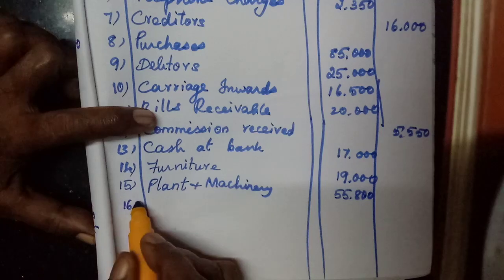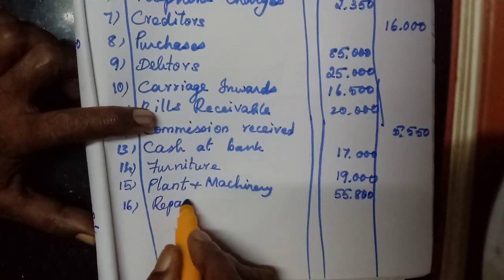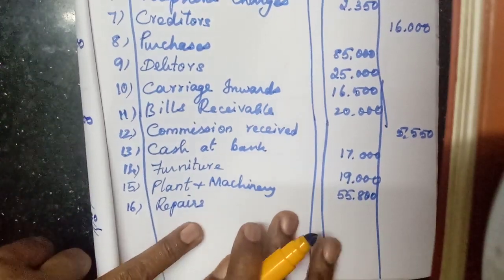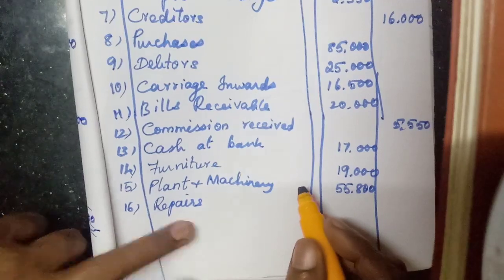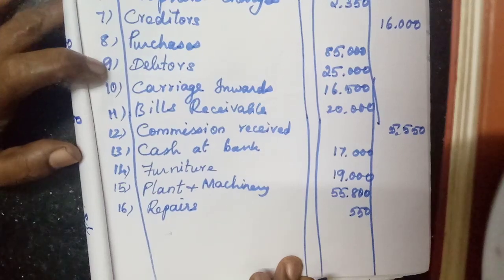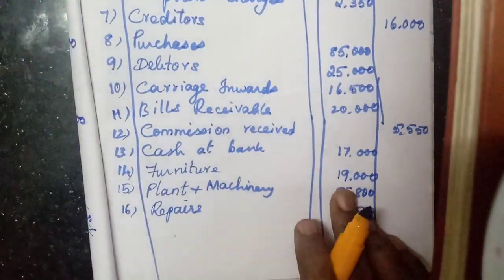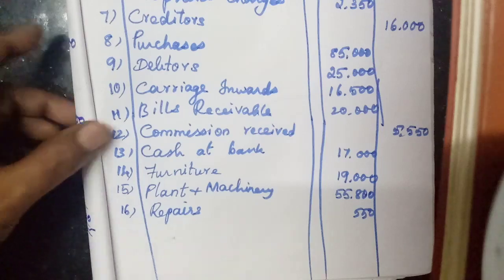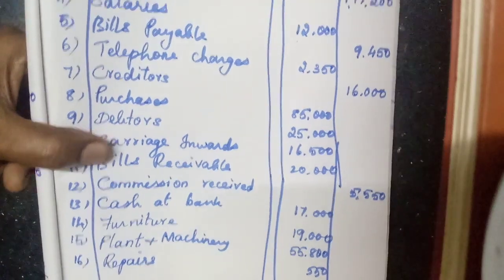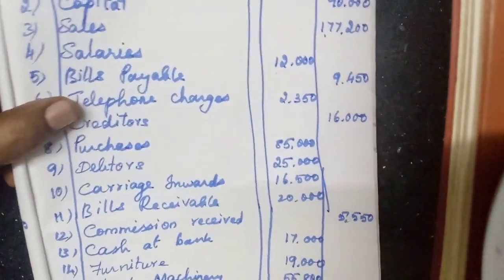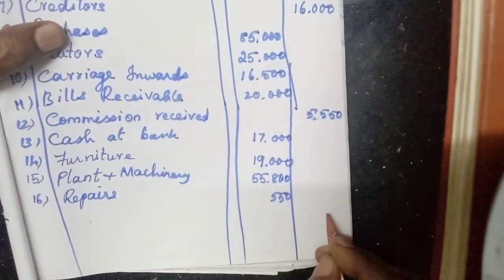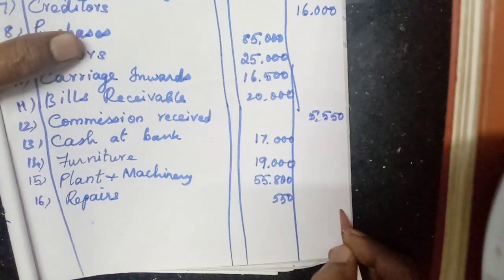Repairs. It is an expense, debit, so debit. We are under debit. Okay, 550. Okay, now we should add this. First we will add with pencil. So I cannot show the full notebook. Okay, we will add first credit side.